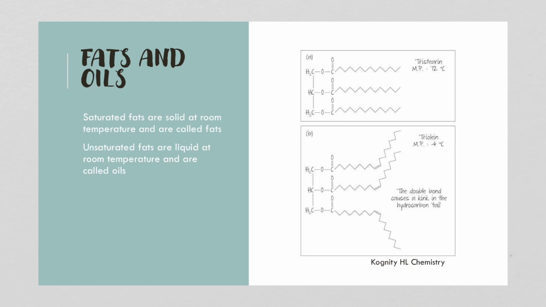So let's talk about fats and oils. So saturated fats are solid at room temperature and are called fats, and then unsaturated fats are liquid at room temperature and are called oils. And this image really does show how neatly the fatty acids are lined up in the saturated fat, but how unneatly they're lined up in the unsaturated fatty acid.